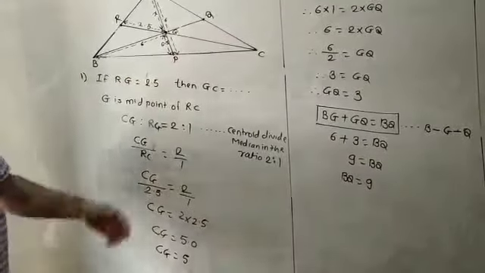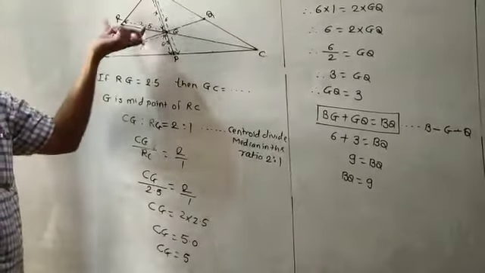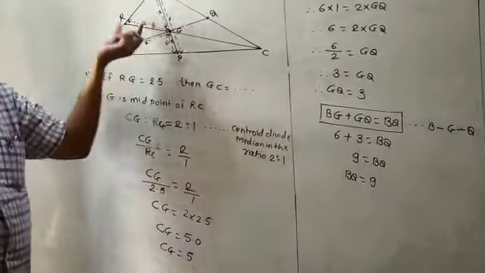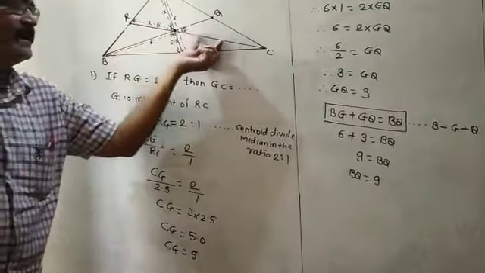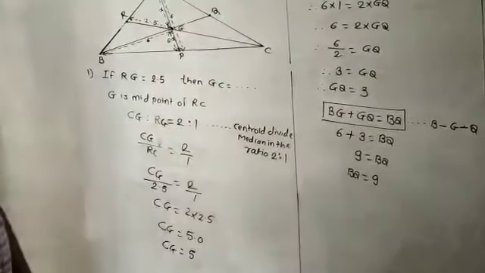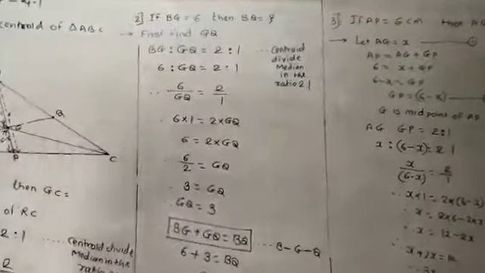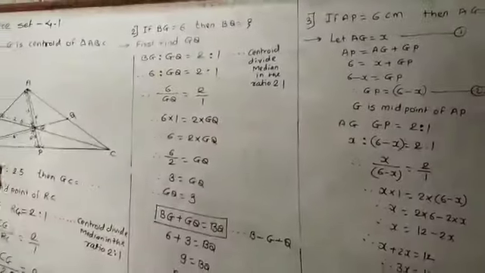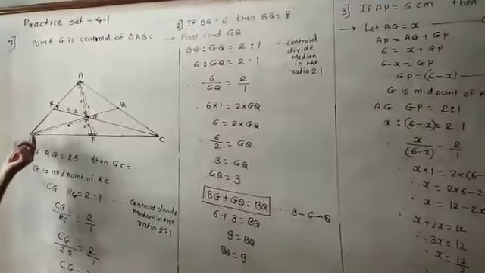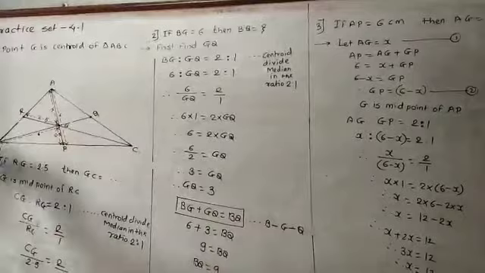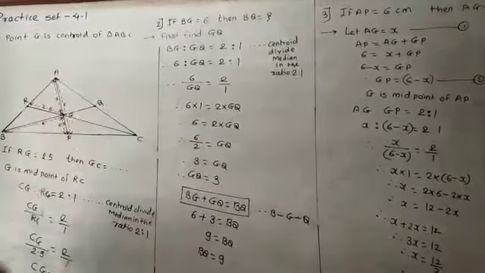Everybody understand? If G divides this median in the ratio 2:1, if this one is 2 then this one is 1, and if this one is 2.5 then this one is 5. Then you have to come to the second sub question. BG is equal to 6 centimeter. You have to find out BQ, the whole. Before you find out BQ, first you have to find out GQ.